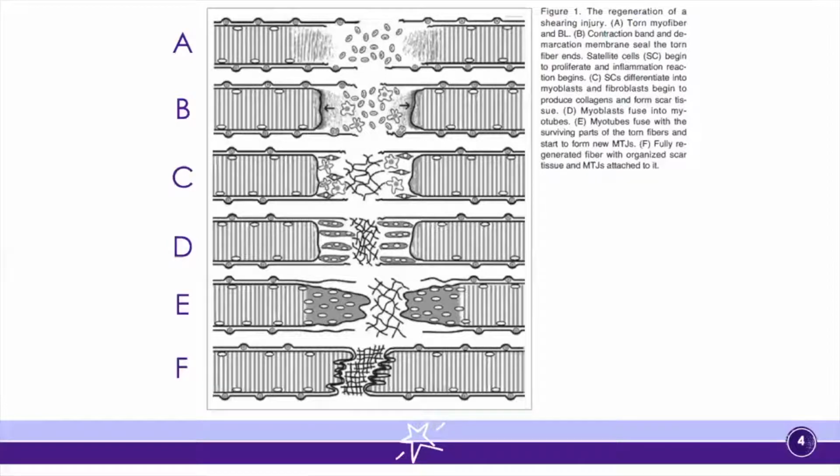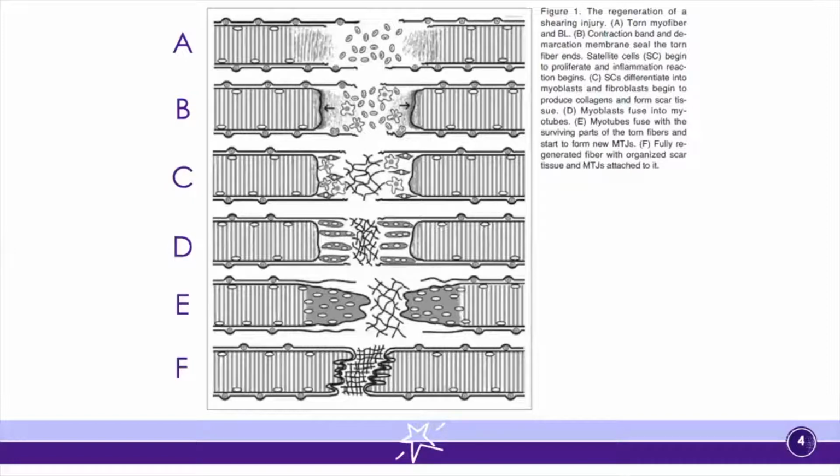In the next couple of days, we'll start to see the activity that is occurring in panel E. In panel E, the myotubes are now fusing with the surviving parts of the torn fibers. We also still see that scar tissue is starting to grow where that breakage occurred. Now we begin our remodeling phase, in which you can see in panel F, where everything is joined back together again. We have fully regenerated fibers, and we have a lot of scar tissue that is occurring where the tear had occurred.